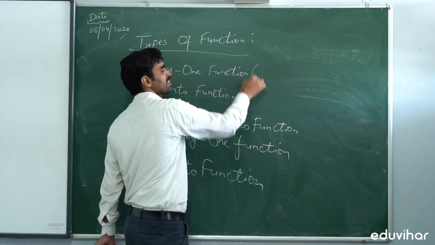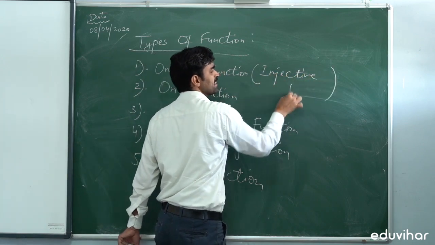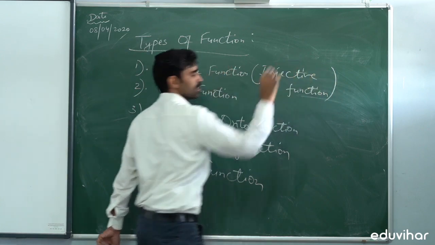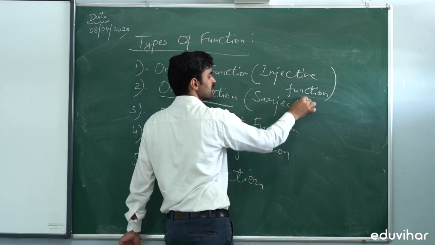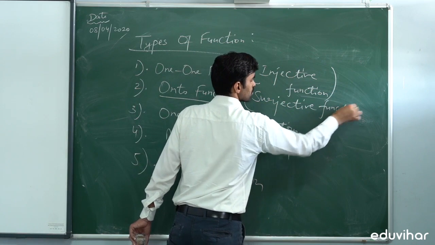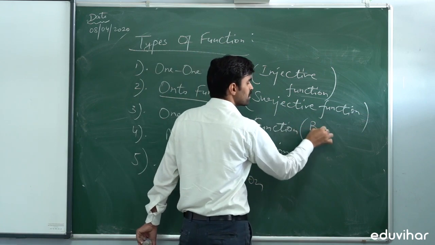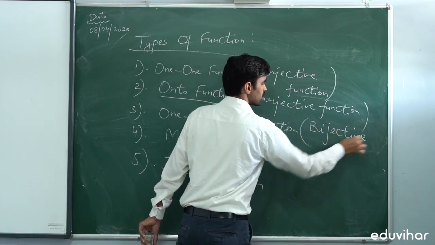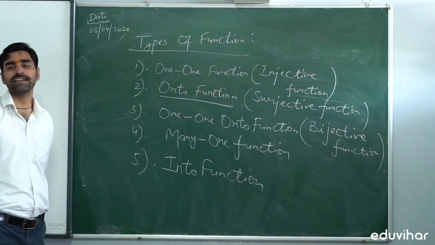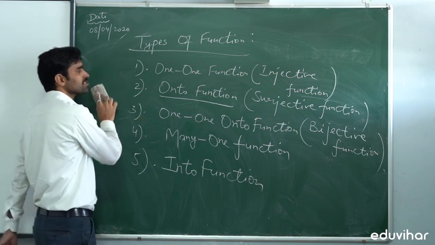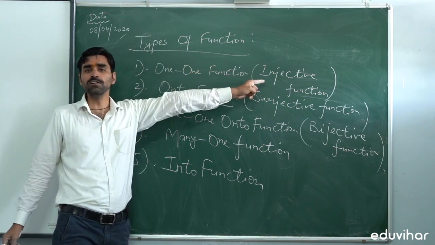And 1 1 function is also known as injective function. Another name of onto function is surjective function. Another name of 1 1 onto function is bijective function. Now we will define it one by one. First of all, I will tell you about 1 1 function, which is also known as injective function.